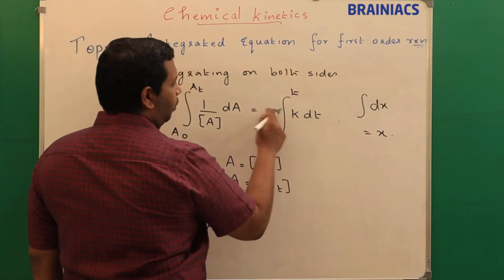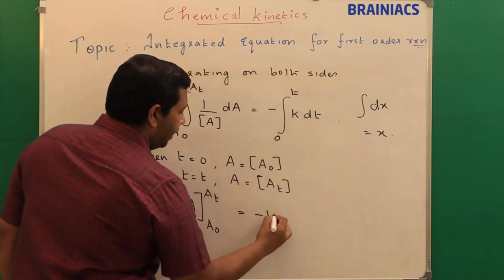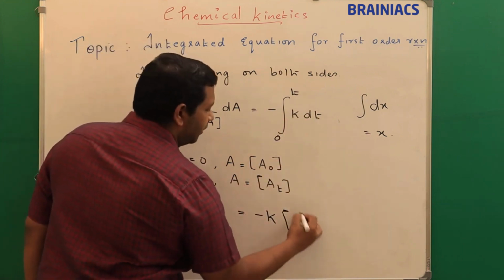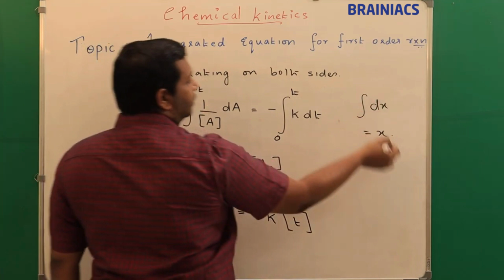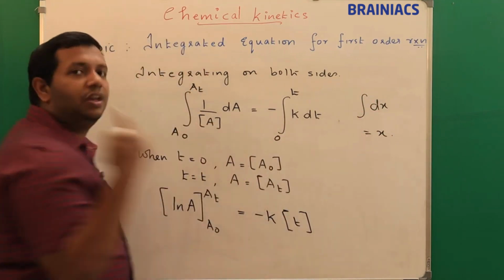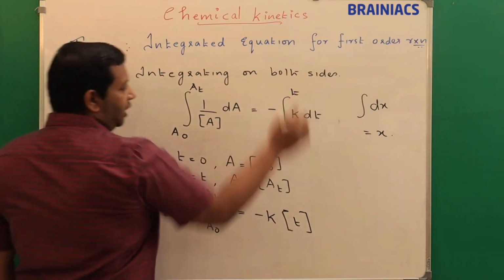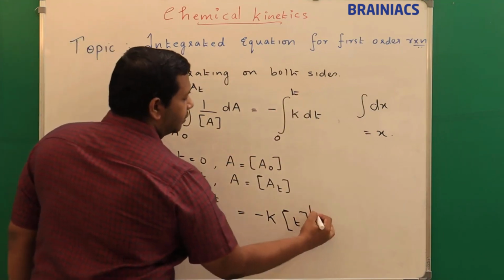So here I am taking the constant outside. So minus k. Now integral of dt will be what? It will be, as I told, that variable t. Integral of dx is x. Similarly, integral of dy is what? Y. Okay. So t. Then apply the lower limit and apply limit 0 to t.